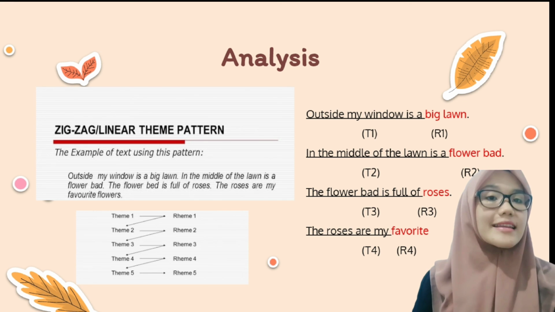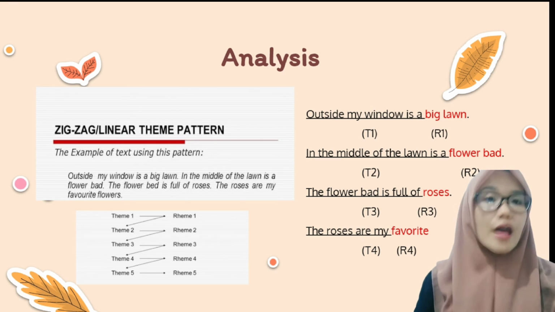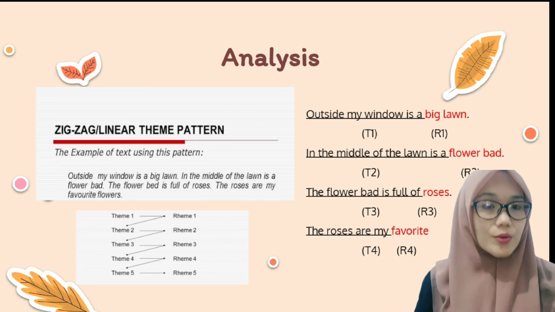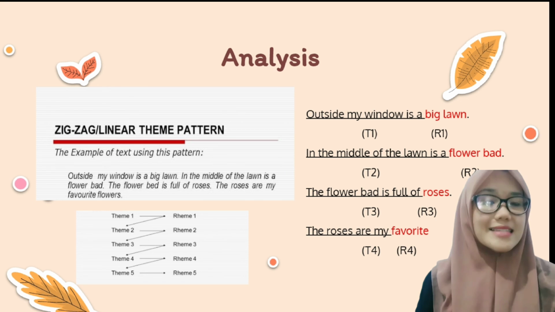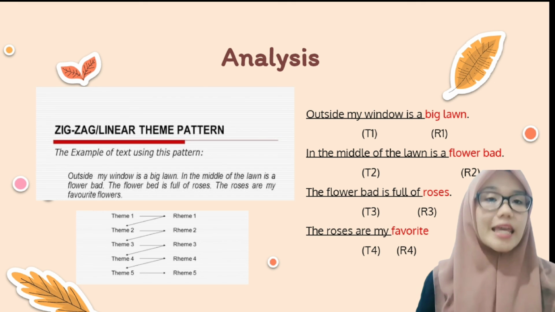The first to analyze is simple linear. As explained before, in simple linear, rheme 1 goes to theme 2, rheme 2 goes to theme 3, and so on. Let's see the example. Outside my window is a big lawn. Here, outside my window is theme 1 and a big lawn is rheme 1.